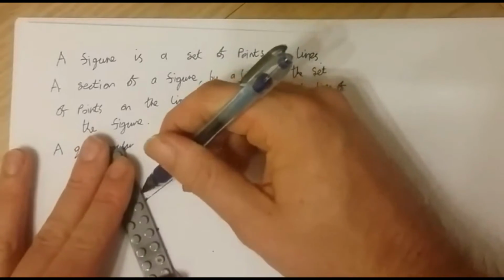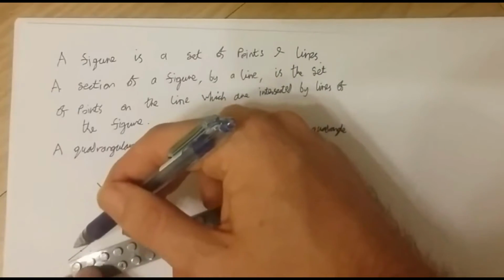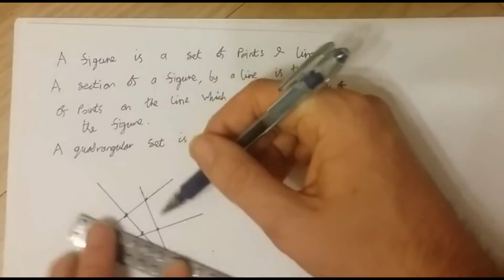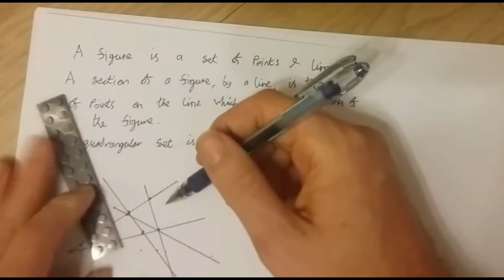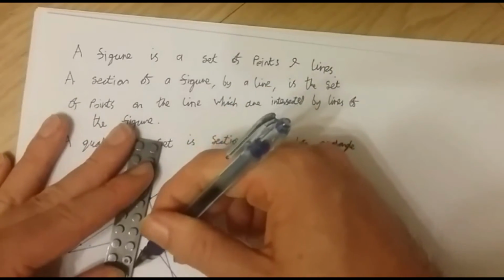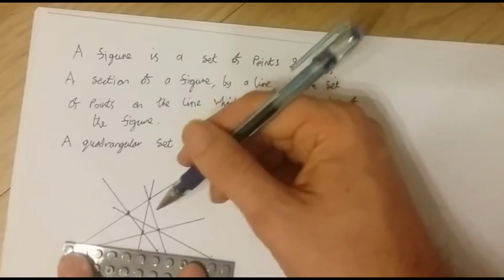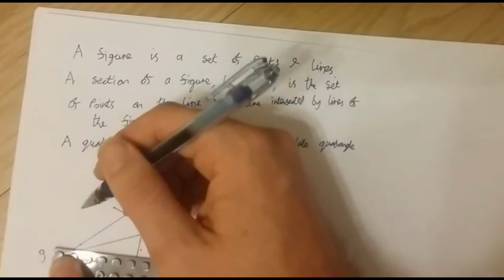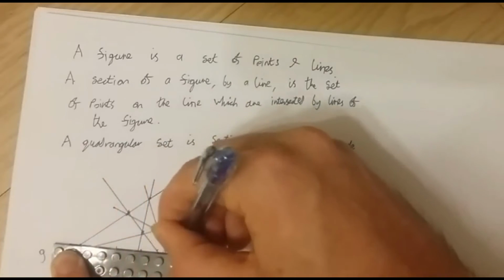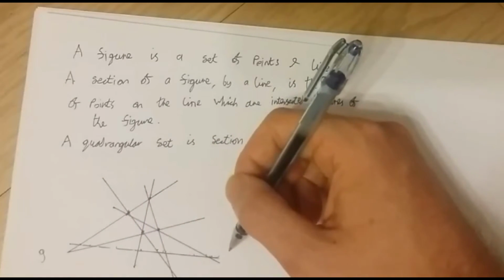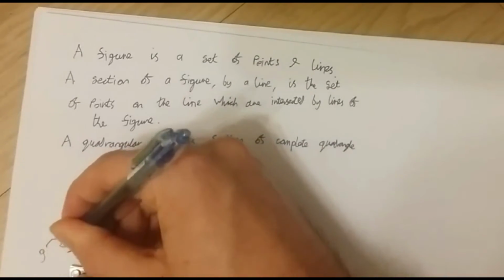1, 2, 3, 4, 5, 6. Okay, and so a quadrangular set with respect to a line, let's say G, let's say this dotted line here is called G. There it is. Okay, it's not exactly dashed, whatever. This is the line G.